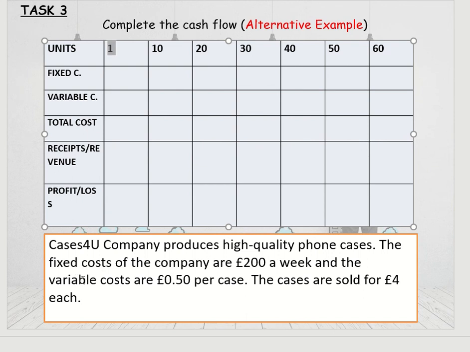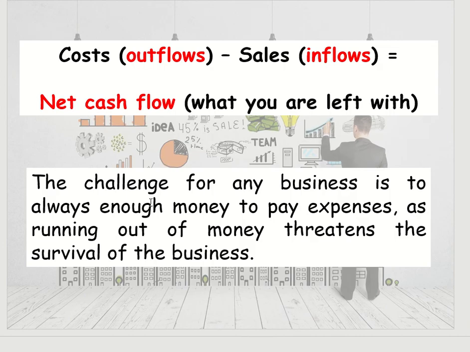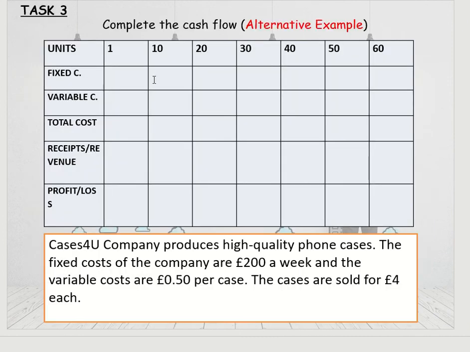The cost of each phone case is 50 pence to make, and the phone cases are sold for £4 each. And there's £200 a week, no matter what. They have to pay their wages or their warehouse costs or their electricity bill. Okay, so these things are just fixed rates. Okay, so maybe some of these will be fixed.